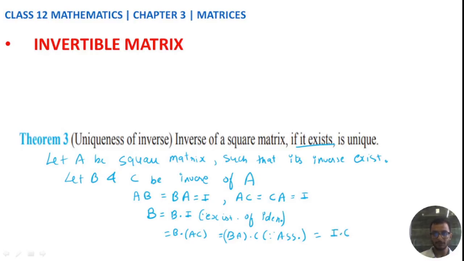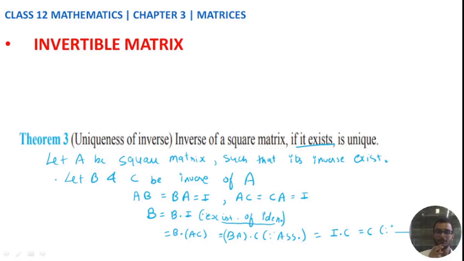into C. Now I into C will be C, right? Why? Because again, existence of identity. Like you feel it, existence of identity. So we got B is equal to C. We had taken B and C to be two inverses of A, but what we got is that B is equal to C. So it is unique that whenever you are taking two inverses, they are the same only.